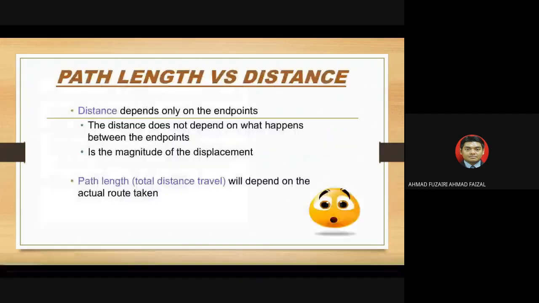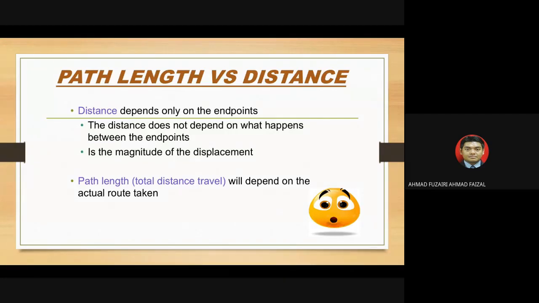So now, what is the difference between the path length and distance of a moving object? The distance is the length of a straight line joining the 2 points. The distance depends only on the endpoints, but doesn't depend on what happened between these points. So we can say that distance is the magnitude of displacement. However, the path length or total distance traveled is the length of the actual path traveled between the 2 points, including any retracing of the steps.